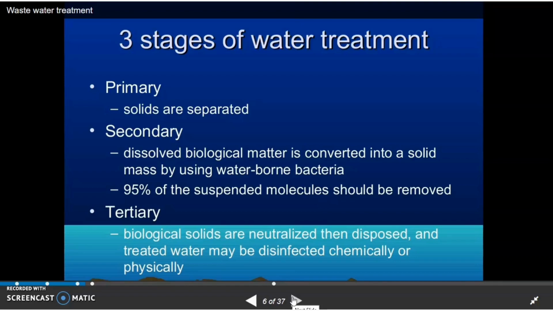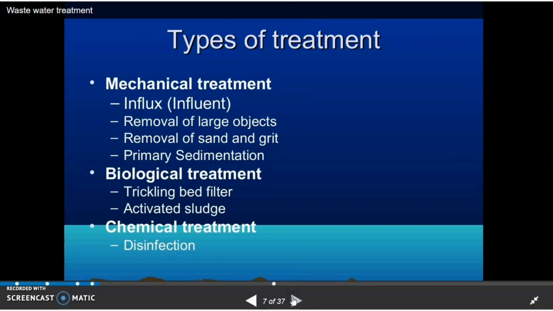At the last stage, which is the tertiary stage, the biological solids are neutralized, then disposed, and treated water may be disinfected chemically or physically. This is the most important stage of treating wastewater, because the disinfection stage is the important one to neutralize the biological solids. There are a few types of treatment: mechanical treatment, biological treatment, and chemical treatment.